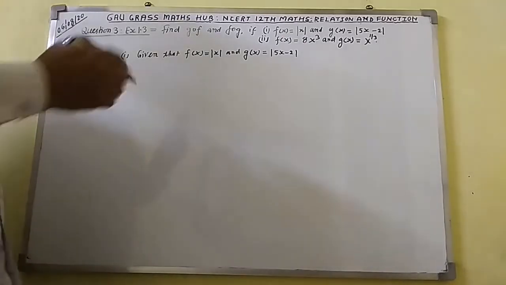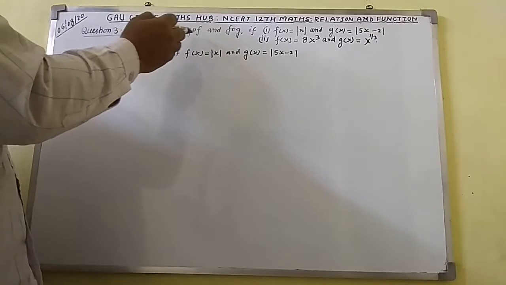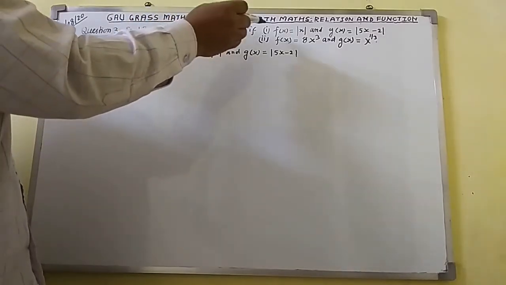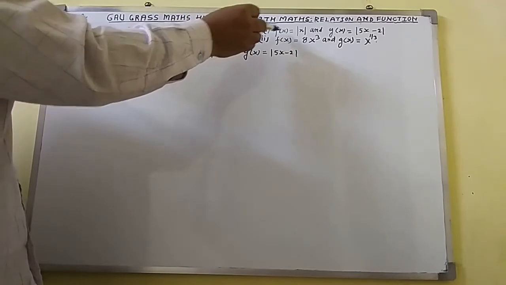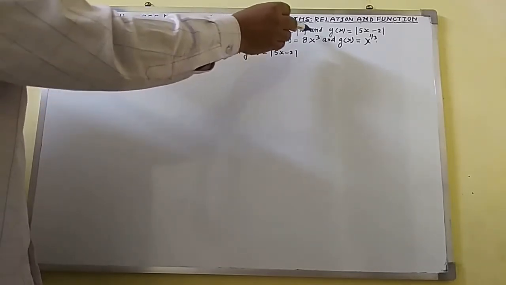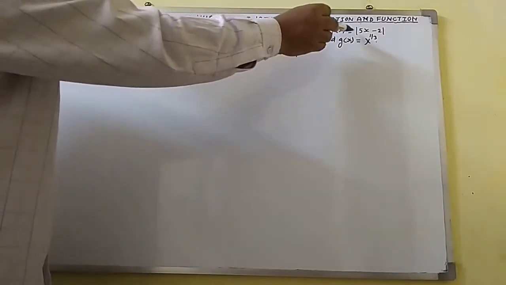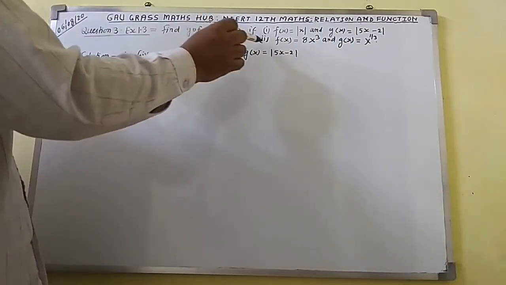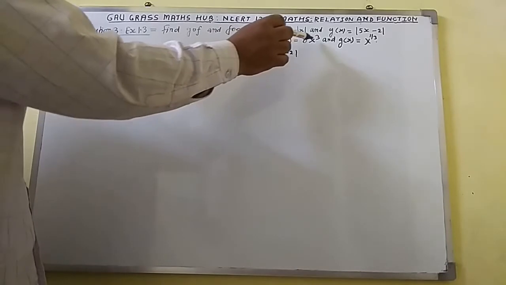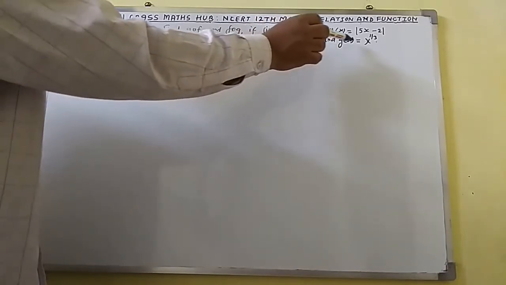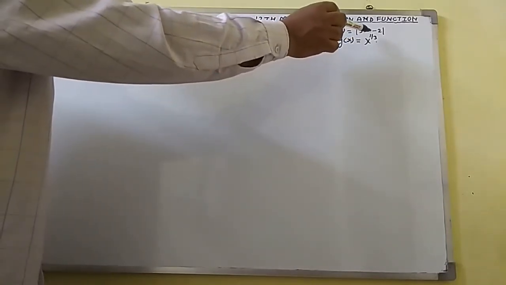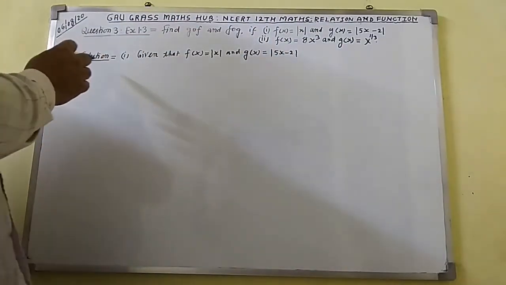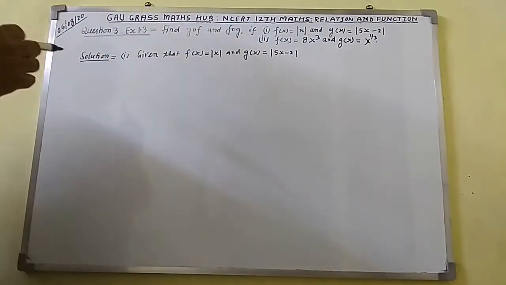Find g of f and f of g, if (i) f(x) = |x| and g(x) = |5x - 2|; (ii) f(x) = 8x³ and g(x) = x^(1/3). Now come to the solution.